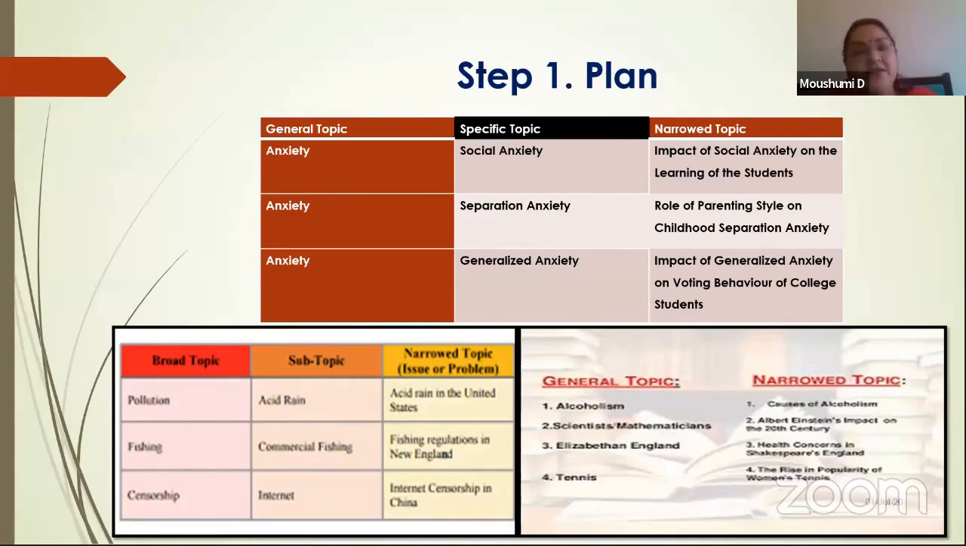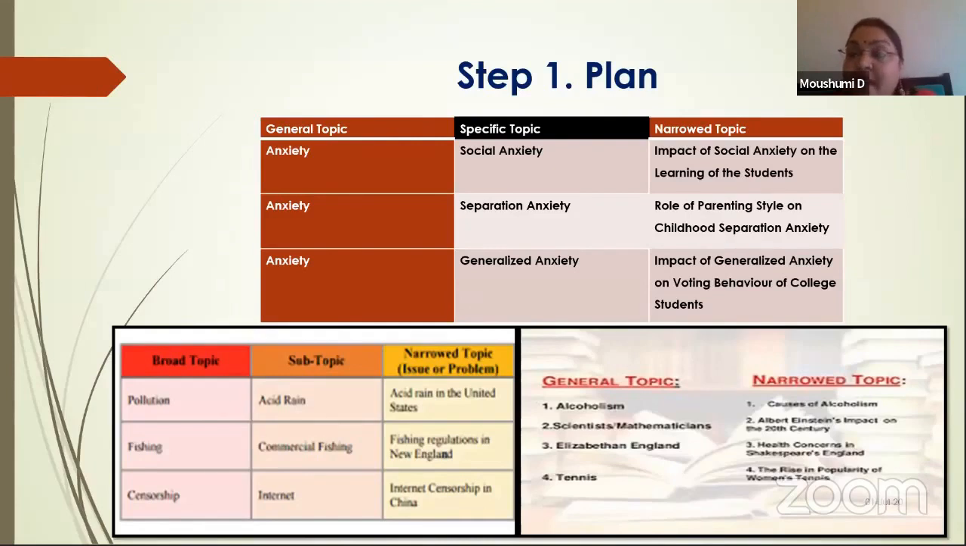I search books and journals and Google Scholar on social anxiety. There are so many, there are lakhs and lakhs of sources, documents on that. I'm totally lost and I leave my research. No, you find out a narrow topic from this specific topic. Maybe a narrow topic will be impact of social anxiety on learning of the students. So I got a narrow topic. From here, I got the keywords: social anxiety, learning, students. With these keywords, I will start finding out what are the research articles present in different books and different journals, and I start my literature review.